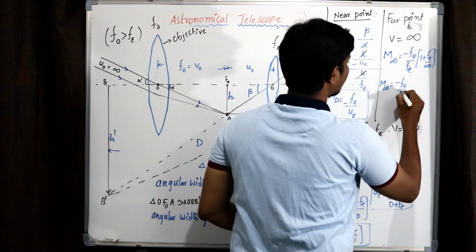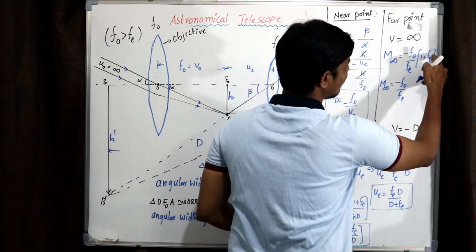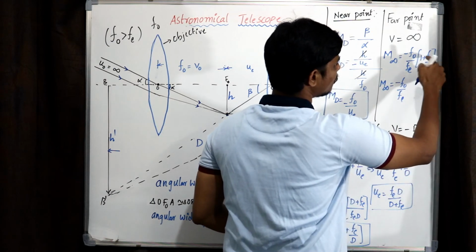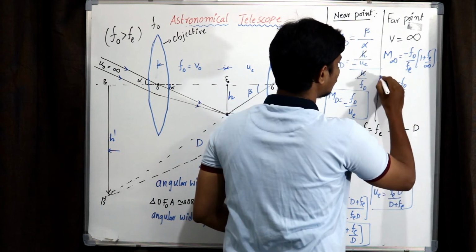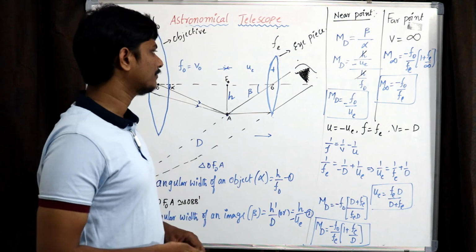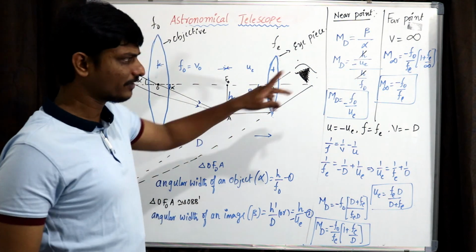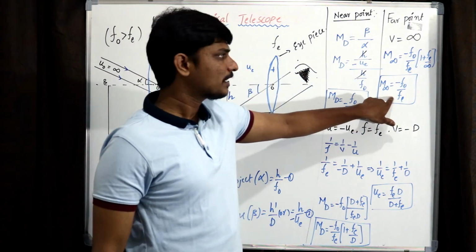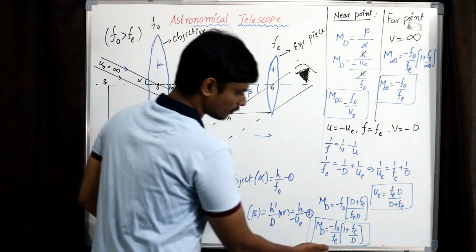So finally what will you get? Minus f0 by f_e, 1 plus f_e by infinity, this value is 0, so 0 plus 1 into 1. Therefore, the final magnification produced by the astronomical telescope, if the final image is formed at infinity distance, is this formula. If it is the near point, this is the formula.